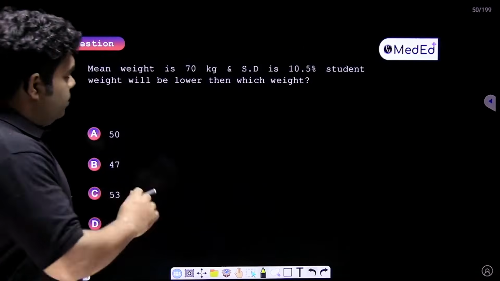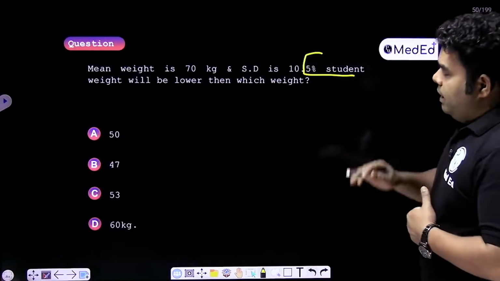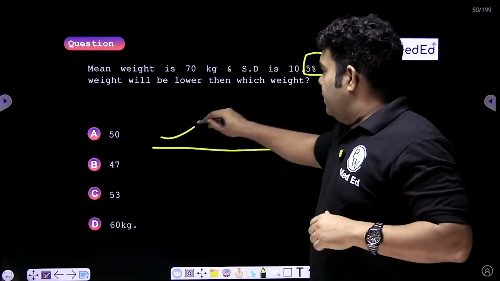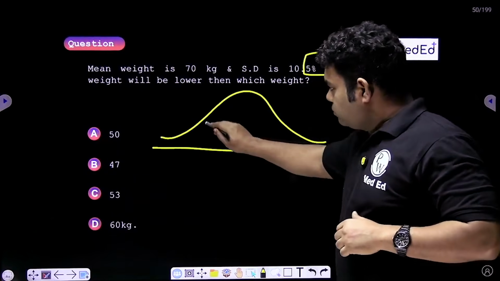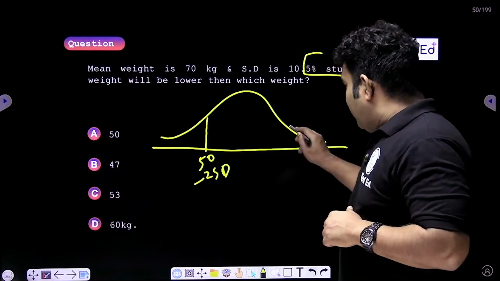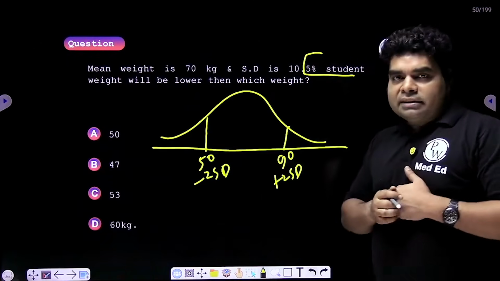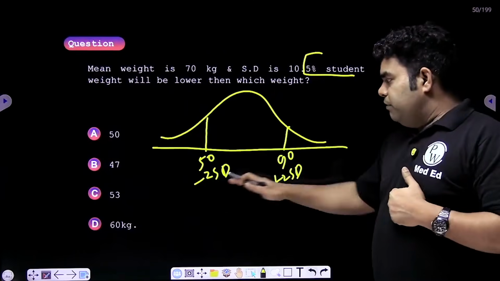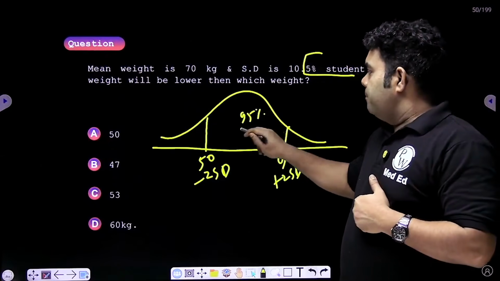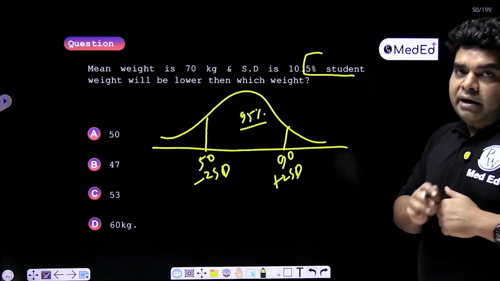Okay. Now let's do a very interesting question on this topic. They have asked the question, in our data which we just discussed, you can see this is 50 at -2 standard deviation and 90 kg is +2 standard deviation. They are asking, of course, between 50 to 90, in this middle part, 95% people come. So where the 5% student weight will be there?